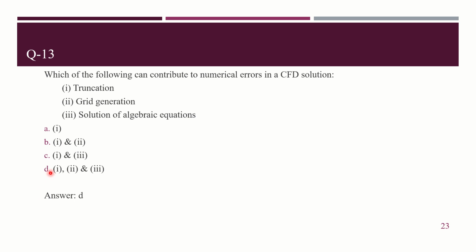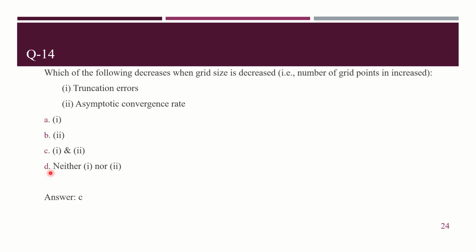Now let us go to question 14. In question 14, which of the following decreases when grid sizes decrease, that is, when the number of grid points is increased? Option 1, truncation errors. Option 2, asymptotic convergence rate. Truncation error is nothing but how we are neglecting certain terms. Depending on the order of accuracy, we neglect the delta x cube term or delta x square term or delta x power 4. Those are the contributions of the truncation errors.